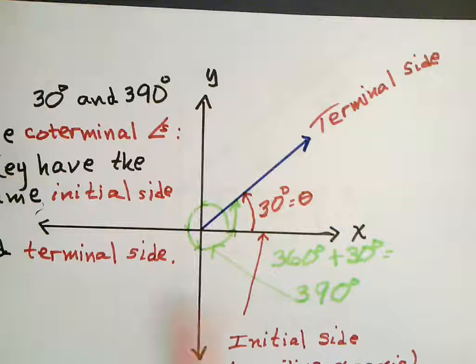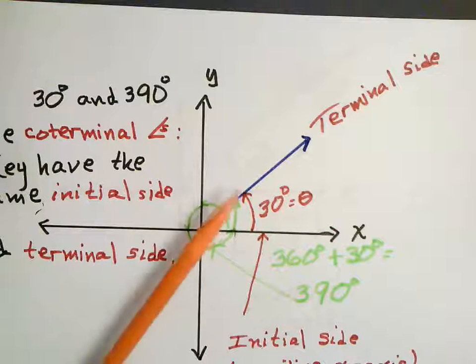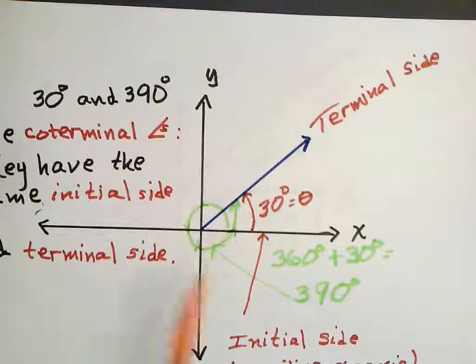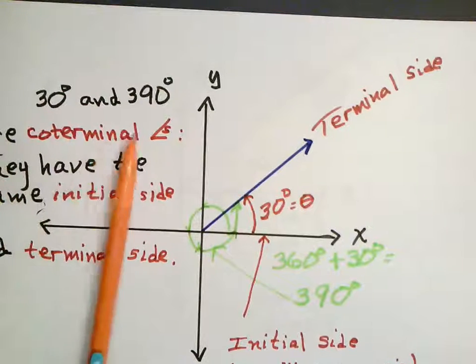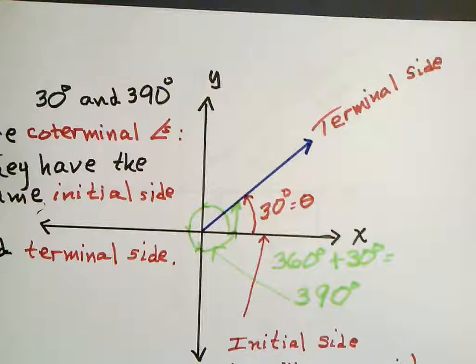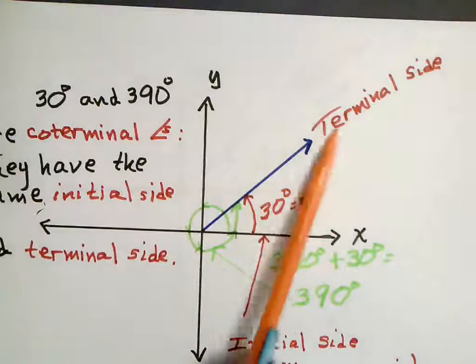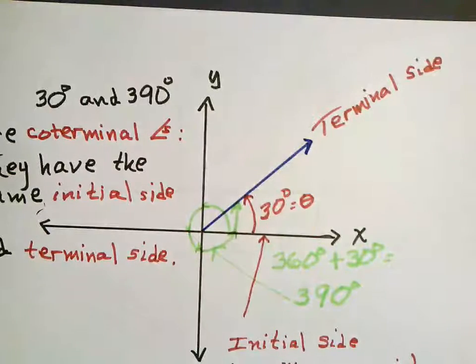And see, both angles have the same initial side, which is the positive x-axis, and the same terminal side in quadrant 1. So 30 degrees and 390 degrees are coterminal angles. They have the same initial side, the positive x-axis, and the same terminal side, which is in quadrant 1.